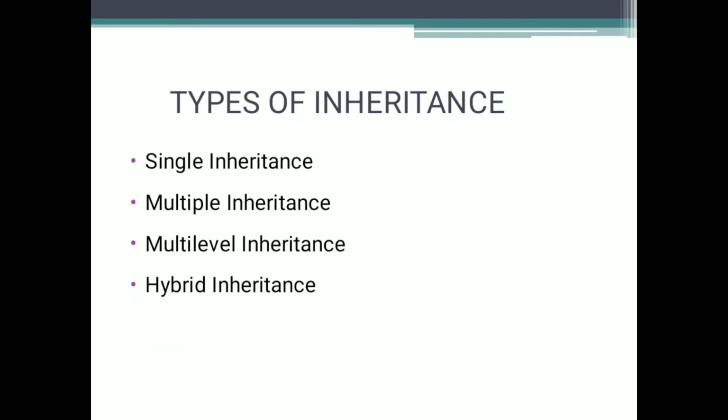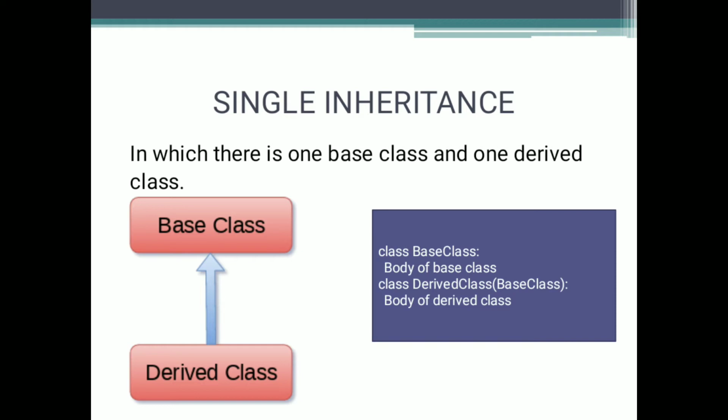Now let's discuss different types of inheritance in Python. They are single inheritance, multiple inheritance, multi-level inheritance and hybrid inheritance. Single inheritance: when a child class inherits from only one parent class, it is called single inheritance. This is the simplest type of inheritance. This is the pictorial representation and syntax of single inheritance.